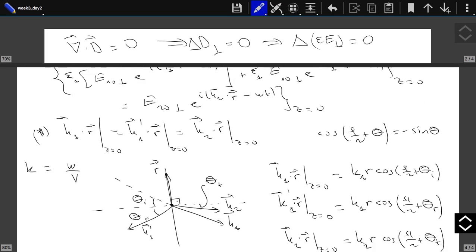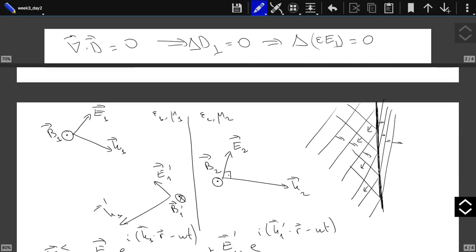And the electric field that I show over here, since for a plane polarized wave the direction of the electric field is the same at every point and every time, it is that vector.